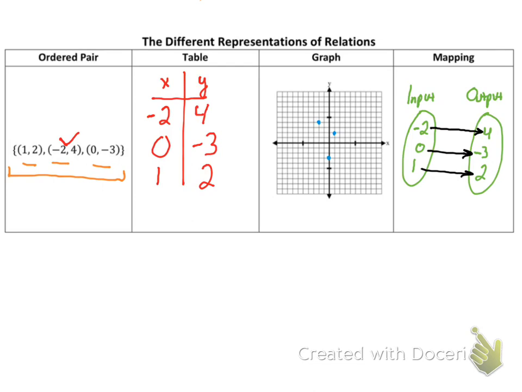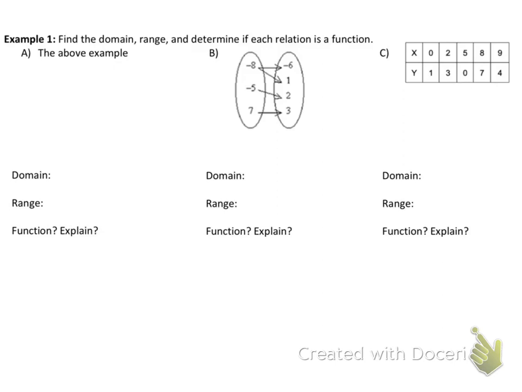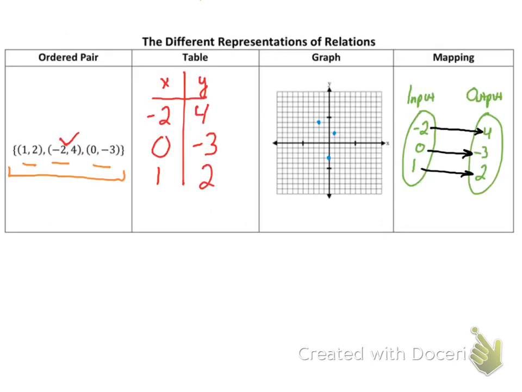All right, so let's do some examples. We want to find the domain, range, and determine if each relation is a function. So the letter A asks us to do the example above in your notes or on the previous slide on the video. All right, so we're looking at 1, 2, -2, 4, and 0, -3.